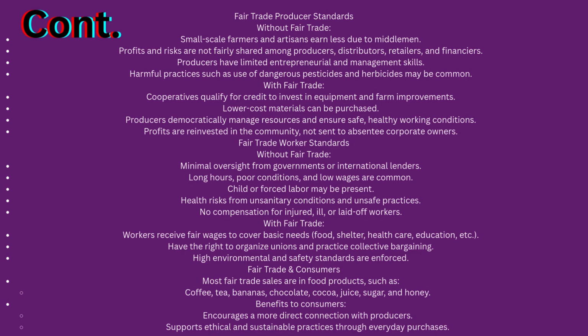Workers are permitted to organize a union and to have the right to collective bargaining. They are protected by high environmental and safety standards. Most fair trade sales are in food, including coffee, tea, bananas, chocolate, cocoa, juice, sugar, and honey products. Buying fair trade products helps consumers connect more directly with the producers of the food, clothing, and household items that they buy.